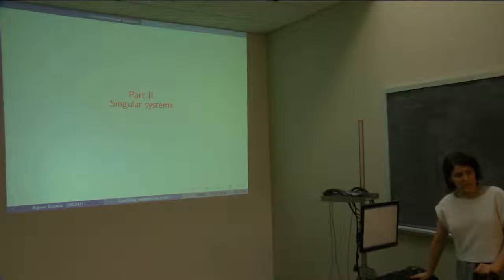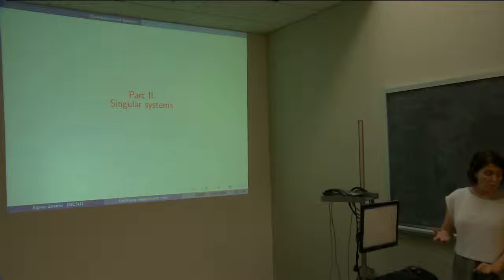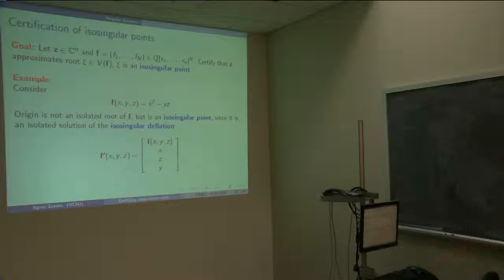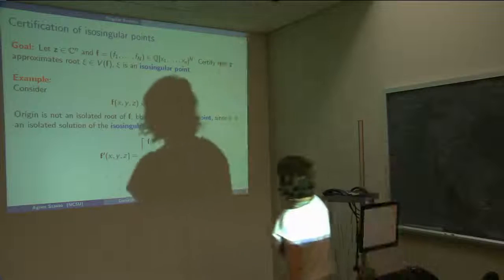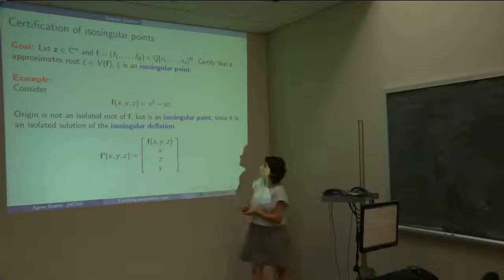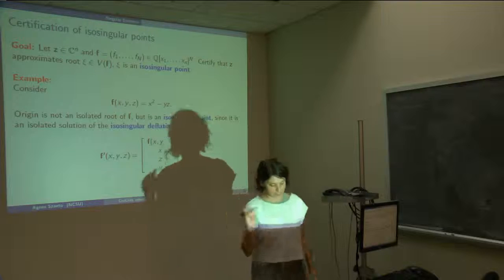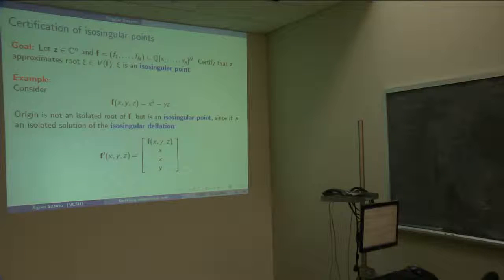So, okay, in the second part, I will talk about how to apply this to the case when we have a square or non-square system, but the root is a root with multiplicity. In this case, what we will do is a method which certifies approximations to what's called iso-singular points. I maybe didn't even mention that in the previous case, we assumed that all roots were isolated. The system had finitely many roots, all roots were finite.